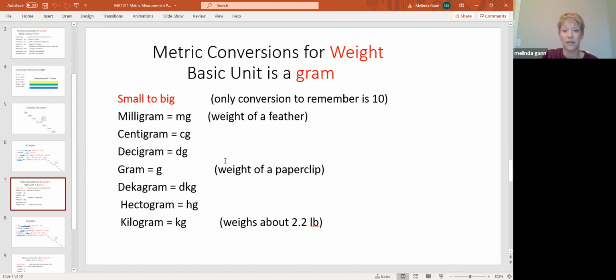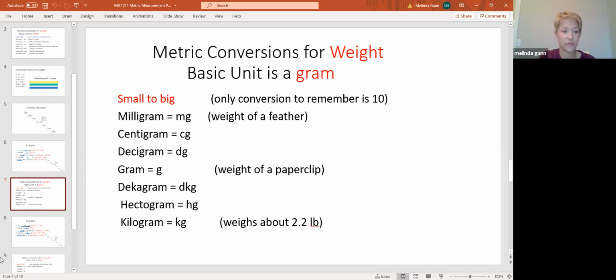Now, these are just some everyday things to help kids. If you let them hold a paper clip, that's about a gram. So it's really light. A kilogram is about 2 pounds. So you might hand them something that weighs 2 pounds, and let them feel what a kilogram weighs. And a milligram, you really can't even tell you're holding. It's like a feather. It's really, really light.